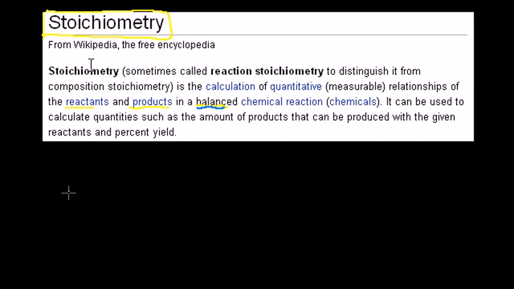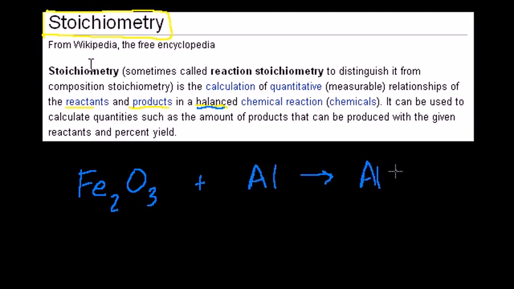Just so we get practice balancing equations, I'm always going to start with an unbalanced equation. So let's say we have iron(III) oxide, Fe2O3, so you have 2 iron atoms with 3 oxygen atoms, plus aluminum, Al, and it yields Al2O3 plus iron. Remember, when we're doing stoichiometry, first of all, we want to work with balanced equations.